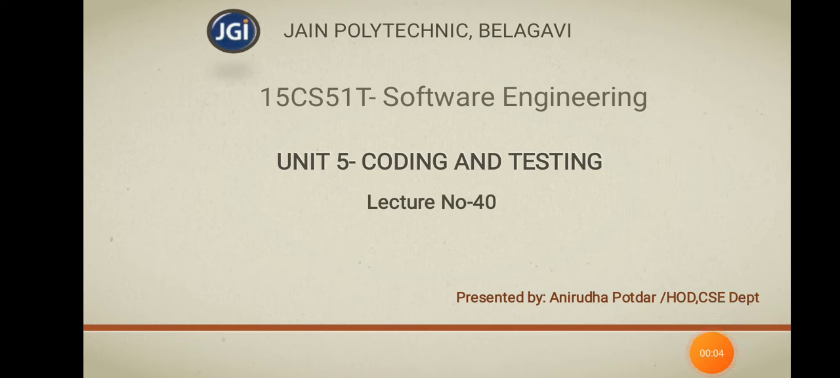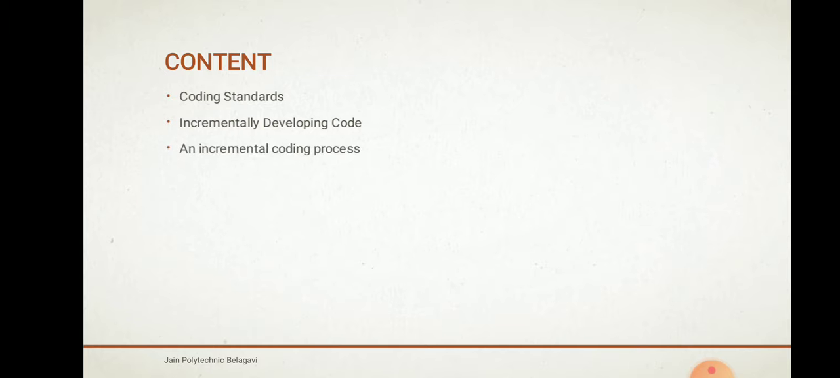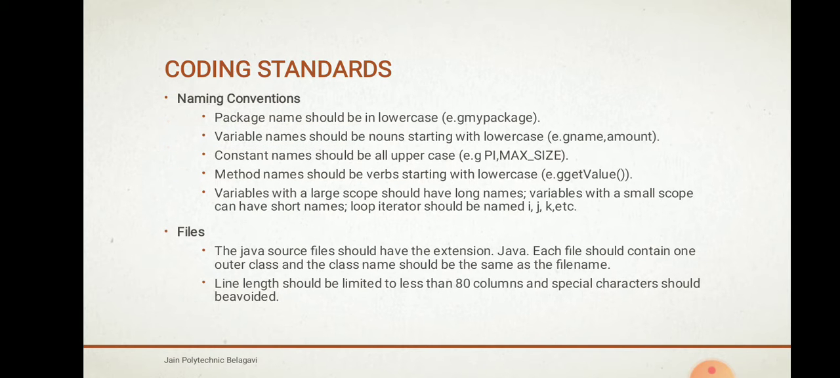So today I'm going to discuss unit number 5, coding and testing, lecture number 40. The contents that we are going to discuss in this video are coding standards, incremental development of code, the incremental coding process, test driven development, and pair programming. Now let's see what coding standards are.